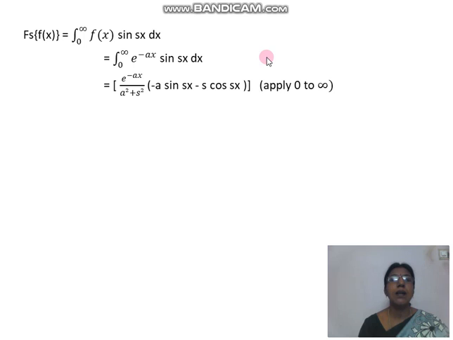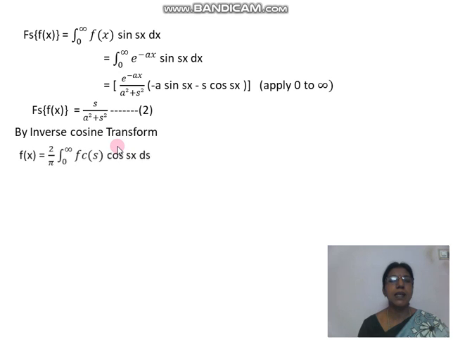We already applied the sine formula in the previous problem. Now apply the first limit, the upper limit infinity: e power minus infinity is 0, so the first term is completely 0. Then apply 0. We get e power 0 means 1 by a square plus s square, minus a sin 0, which is 0 since sin 0 is 0, minus s cos 0. Cos 0 is 1, so minus s into 1 is minus s. Here there is minus s and there is minus 1, so minus 1 into minus s gives plus s, by a square plus s square. Now put this as equation 2, which is FS.